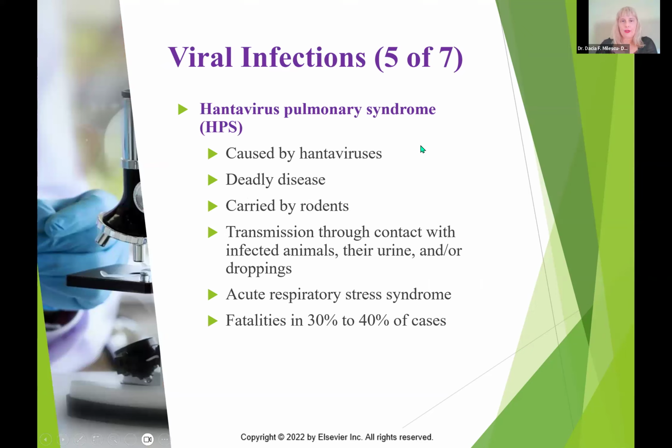Let's go over them. So we're going to go over HPS. What is HPS? Hantavirus pulmonary syndrome, caused by hantaviruses, a deadly disease carried by rodents, transmission through contact with infected animals, their urine and/or droppings, acute respiratory distress syndrome, fatalities 30 to 40%.